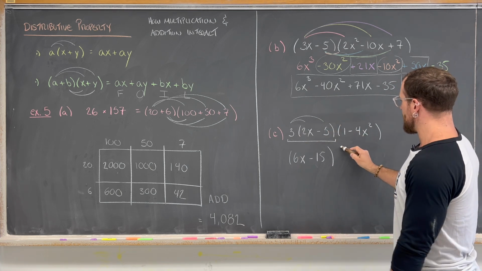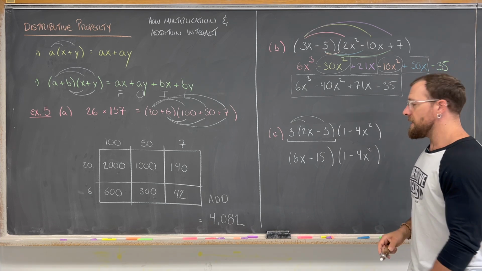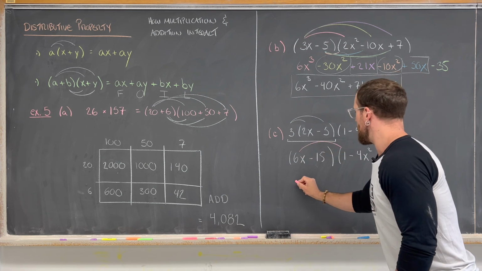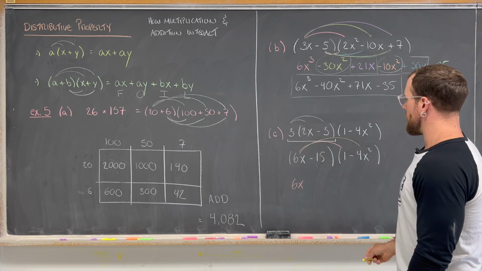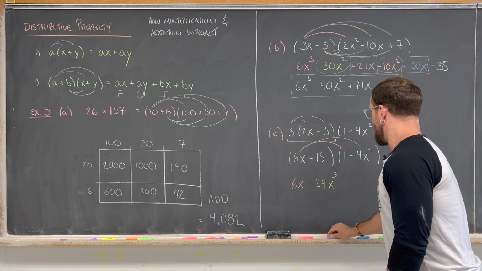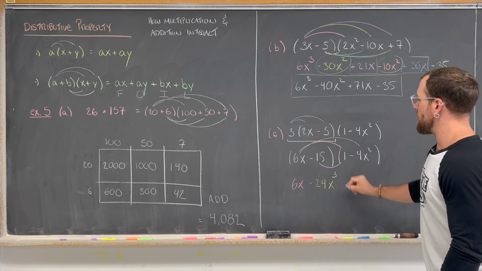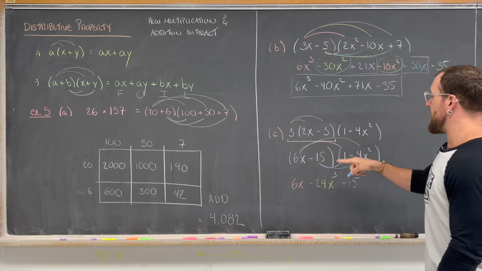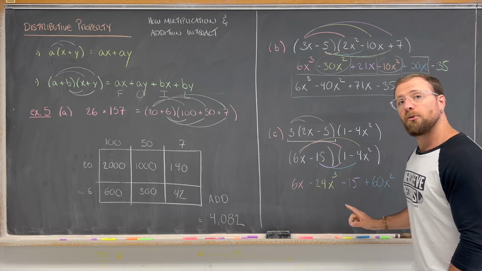And now to handle the second multiplication, I still have to multiply that by 1 minus 4x squared. This is a case where I'm going to FOIL this out. I'm going to distribute the 6x to the 1. I get 6x. 6x times negative 4x squared gives me negative 24x cubed. The 6x has been exhausted. Negative 15 times 1 is negative 15. And negative 15 times negative 4x squared is positive 60x squared. So those are my 4 products.